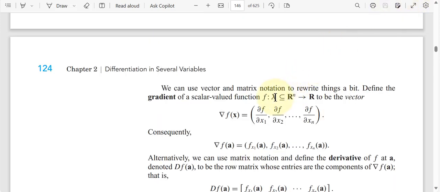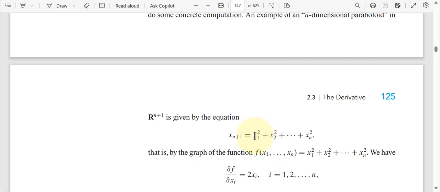Okay, so now here's a function that has many input variables and just one output variable. An example might be, just like we've been looking at, n different variables here. They happen to be all squared. So we have a function of these n variables, and then we have an output variable, which they're just denoting by x sub n plus 1.